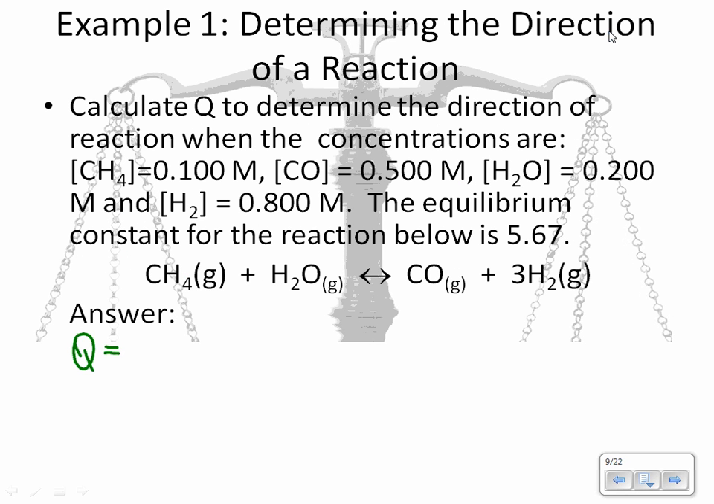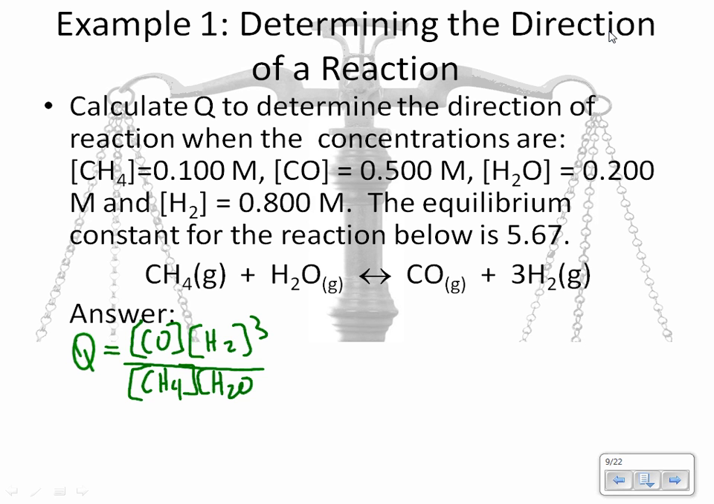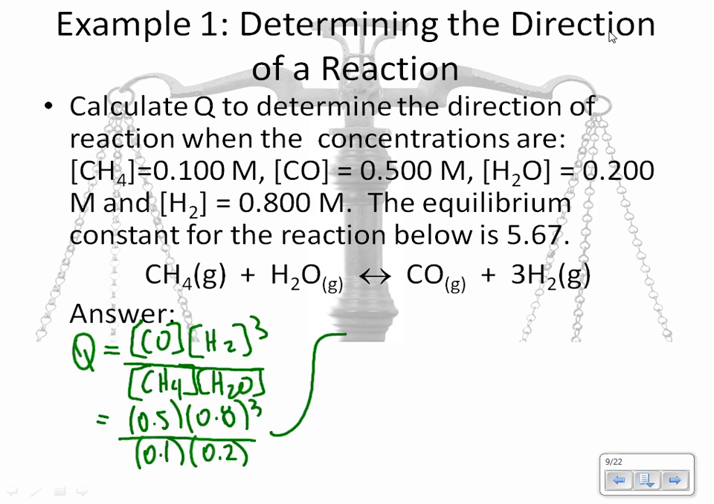Your expression for Q, again, is going to be your products over your reactants. So in this case, it's your concentration of CO times your concentration of H2 to the power of 3, all over CH4 and H2O. Now I just plug in my numbers from the initial concentrations in the question. So I've got 0.5 times 0.8 cubed, all over 0.1 and 0.2. If you're doing this at home, you should be punching these numbers into a calculator along with me. When you do that, you get an answer of 12.8, and that's your value of Q.